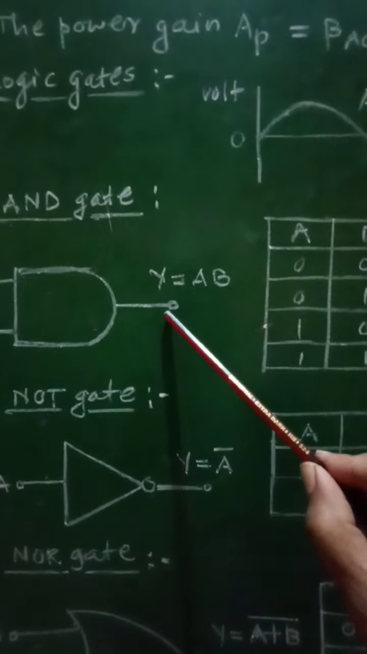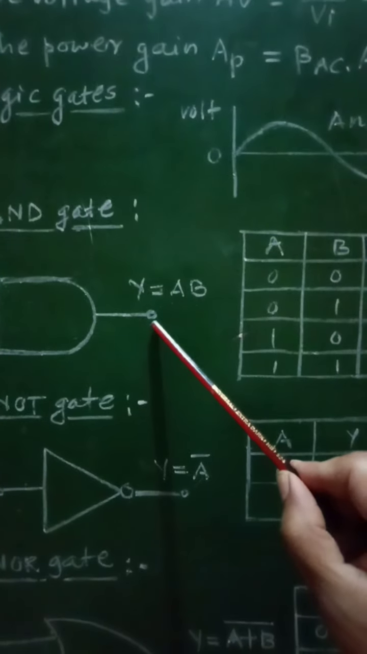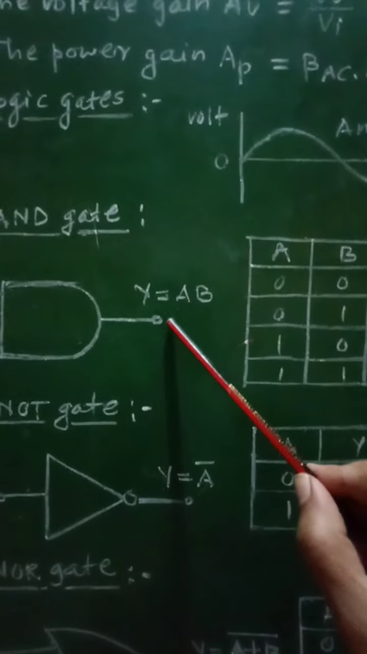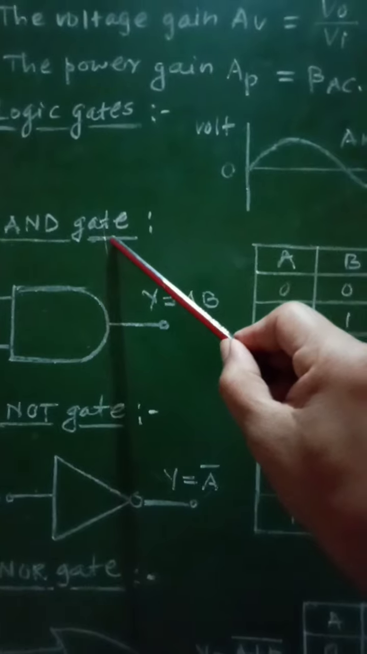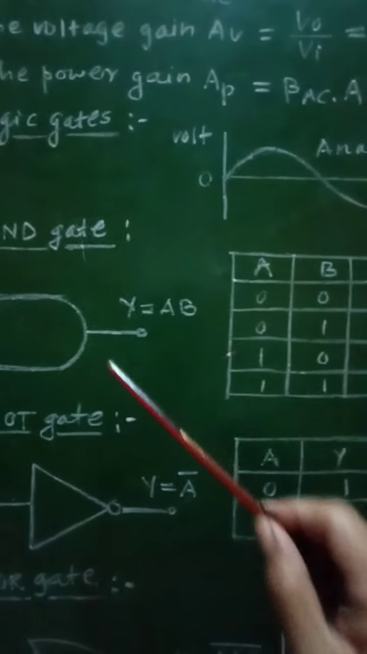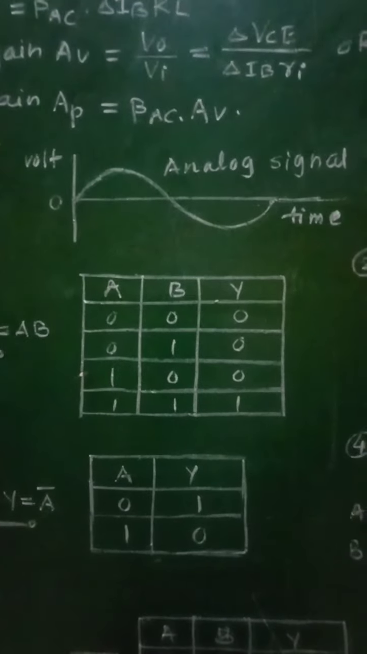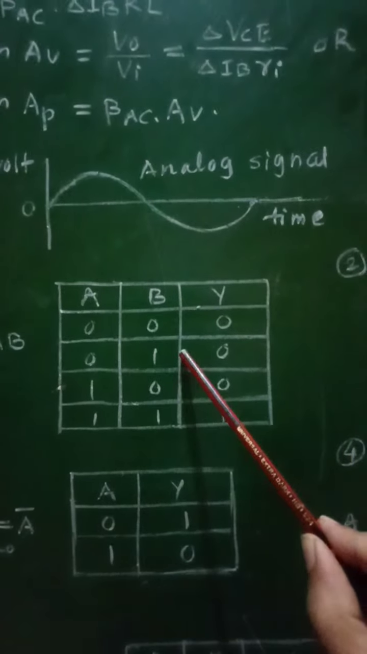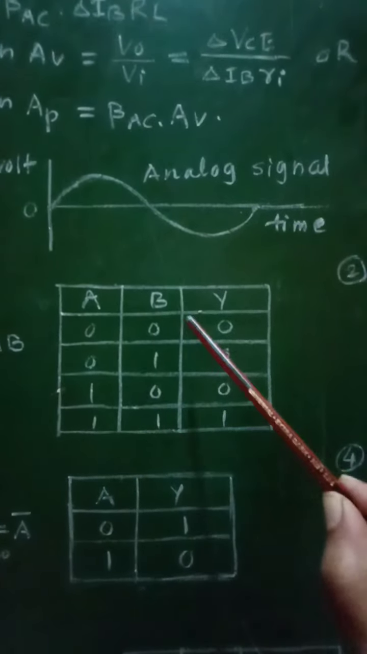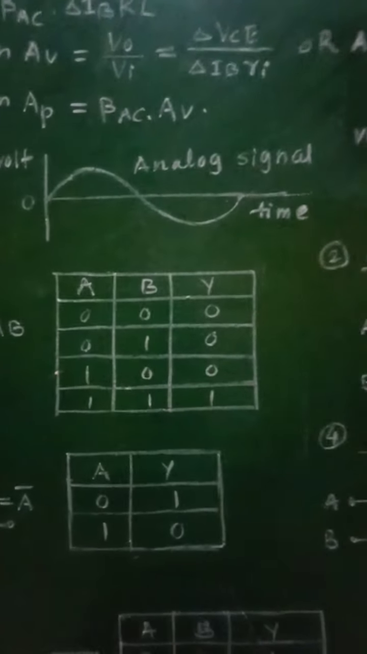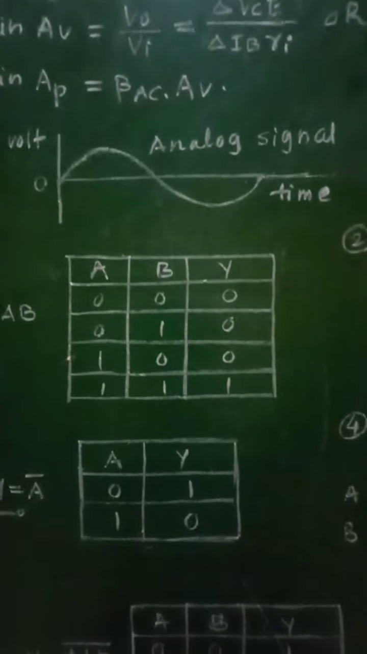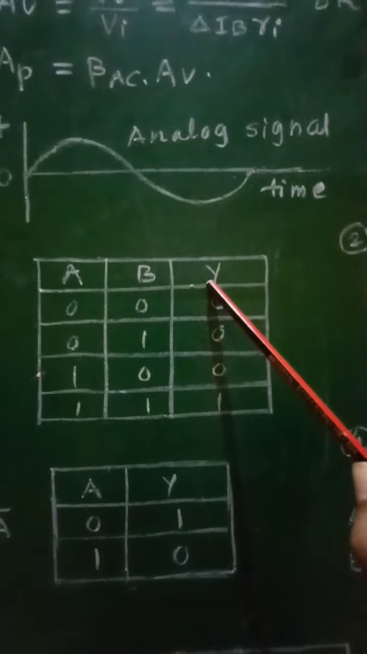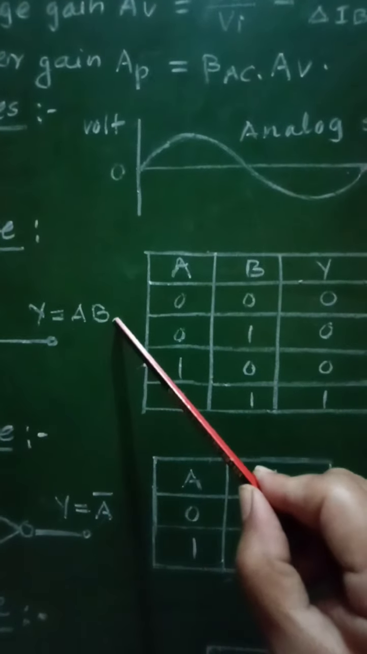At that time this output will be obtained in the form of zeros and ones. This y equal to AB will represent the Boolean expression for this AND gate, and therefore let us consider its truth table. A truth table is the table which gives us the relation between the inputs and the output. If you consider the truth table of this AND gate, it will have input A, input B, and the output y equal to AB.